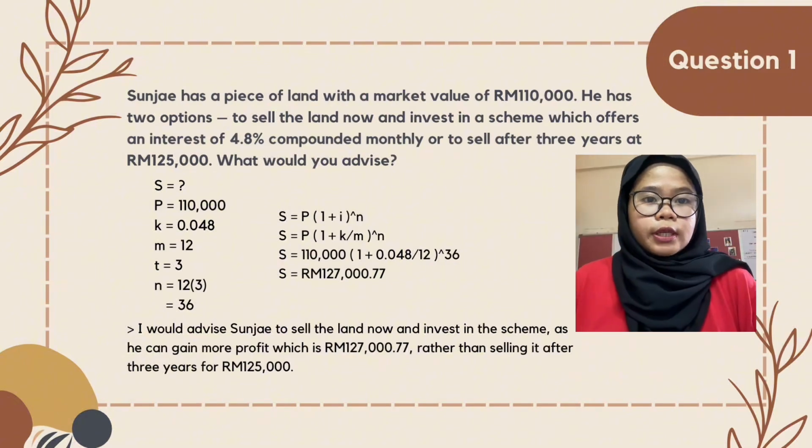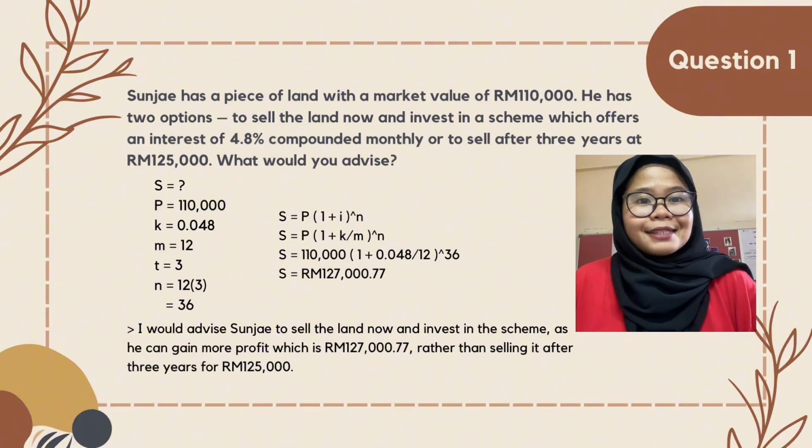So now we're going to calculate the amount of interest that he might earn if he sells the land now and invests in a scheme. So this is one of the formulas. S is the amount that he might earn, and P is the principal, and K is the interest rate, which is 4.8%, and we need to simplify, which is 0.048. m is the number of times compounded in a year, and t is the years. So right now we're going to replace all of the numbers into the formula. So the last answer is 127,000 ringgit 77 cents.